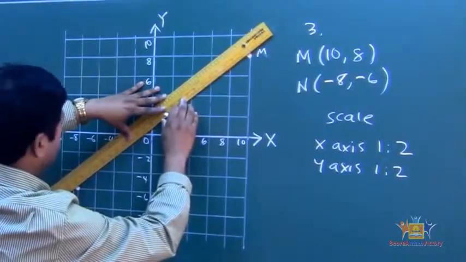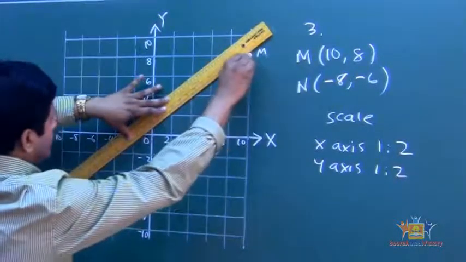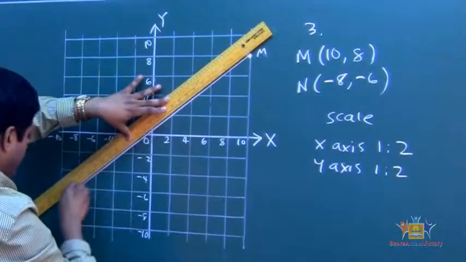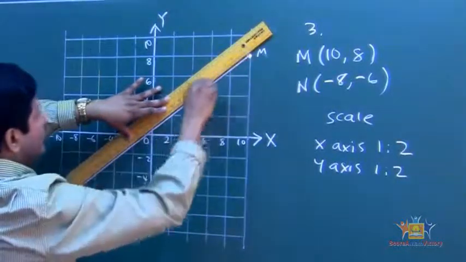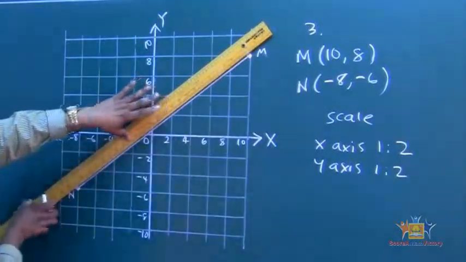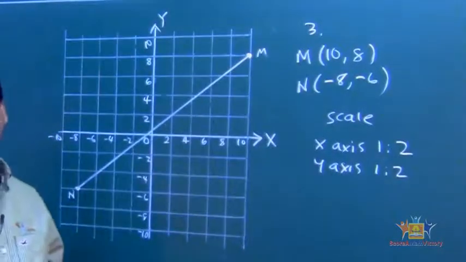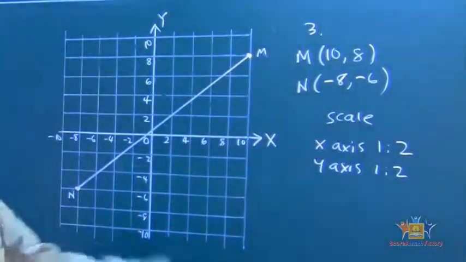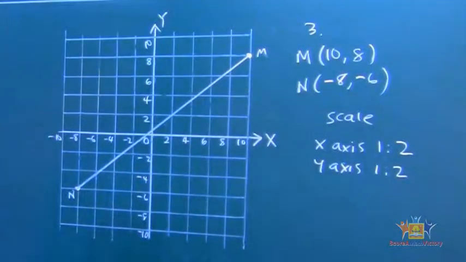Good. Let me line it up right. Now I can put a straight line. All right, there we go. So we want to find the midpoint. I dropped the straight edge. That's okay. We won't need it again. Well, we may need it again.